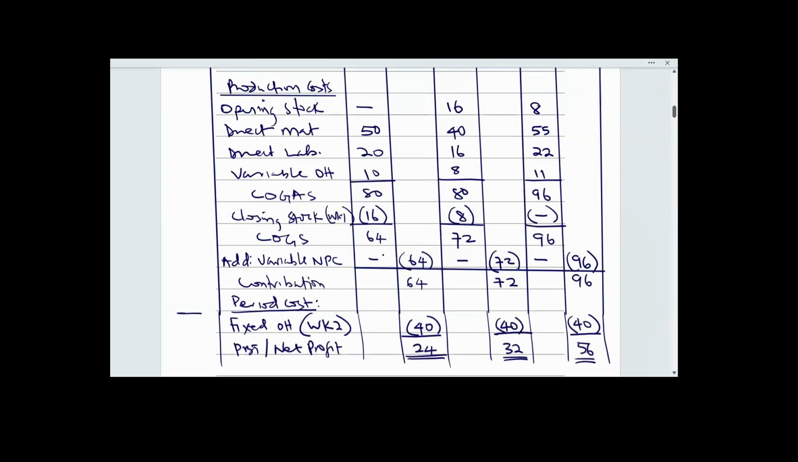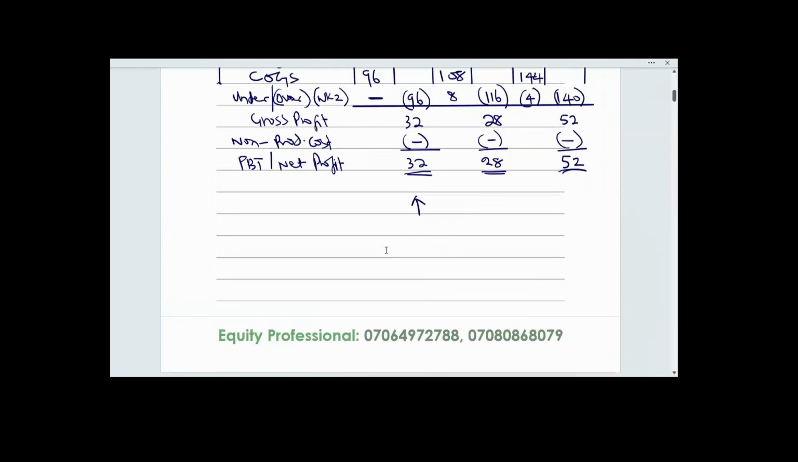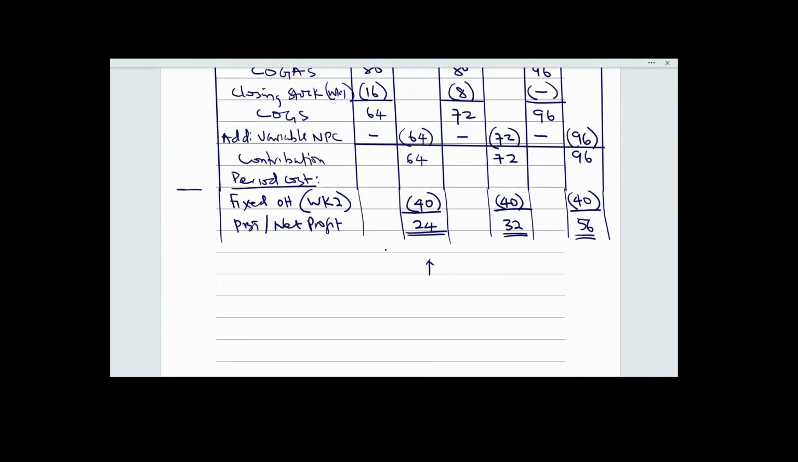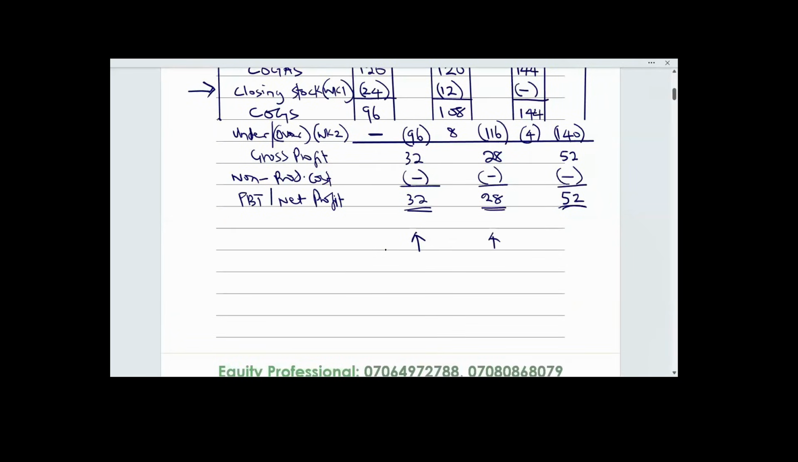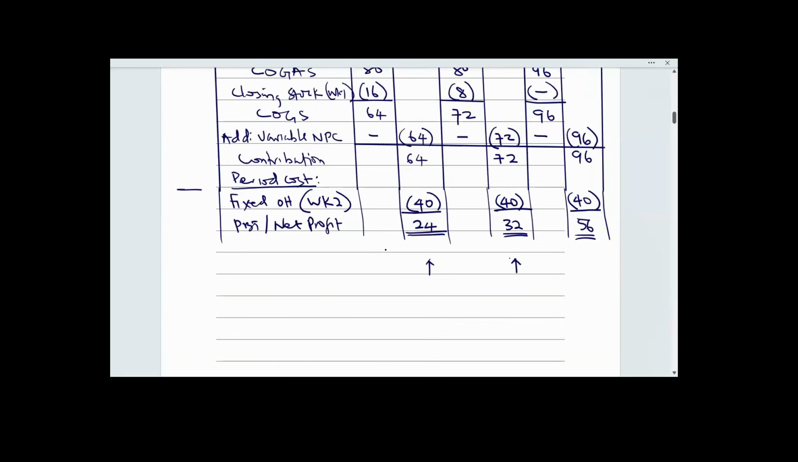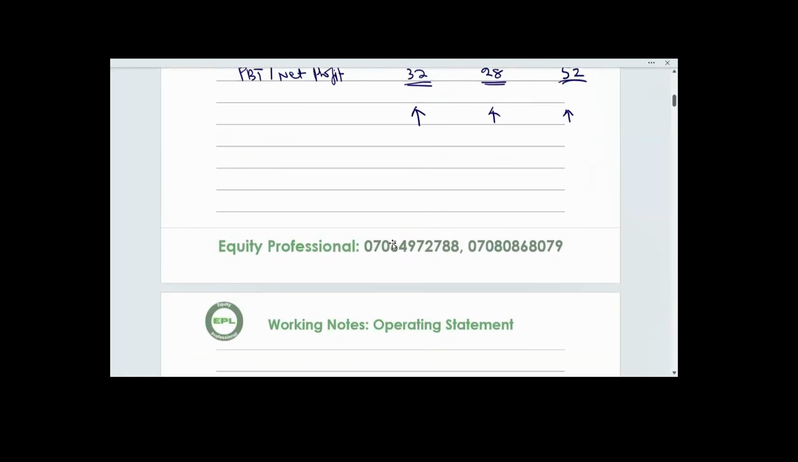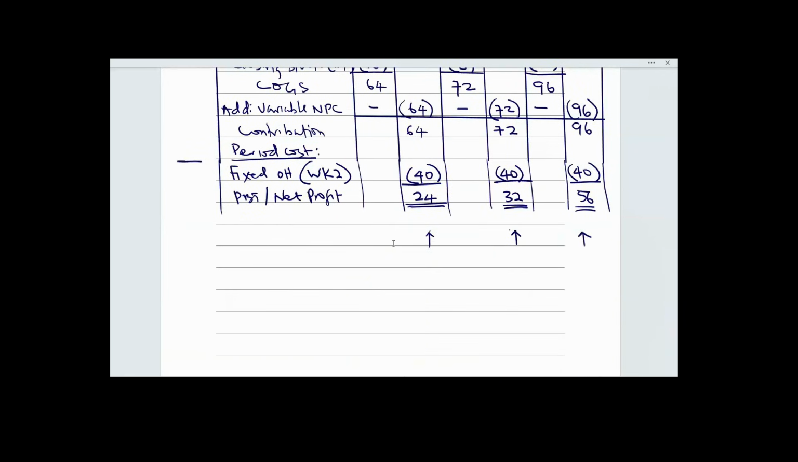Using the absorption costing method, profit in the first period was 32,000. Meanwhile, under the marginal costing, profit in the first period is 24,000. In the second period, under absorption, profit is 28,000, whereas under marginal, profit is 32,000. In the third period, under absorption, 52,000, then under marginal, it is 56,000. So why are they not equal? The examiner says you comment on the profit and the stock valuation. So that's what we are currently doing.